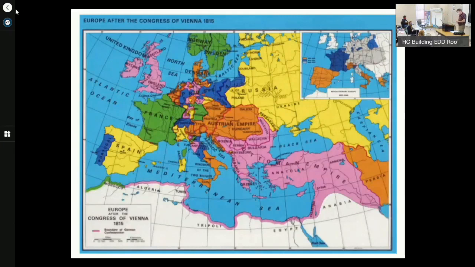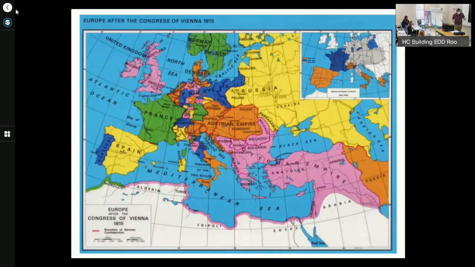So Talleyrand works the various sides, the French representative, and as I have already mentioned, the end result was this balance of power approach. There will be five great powers in Europe: Britain, France, Austria, Prussia, and Russia. And they will all keep each other in check.